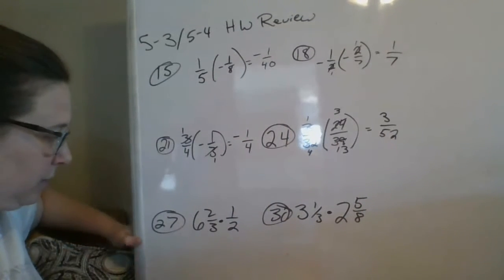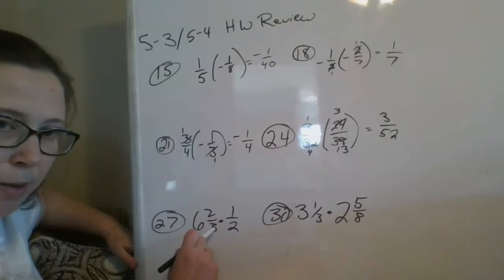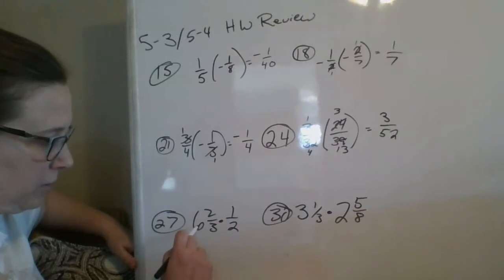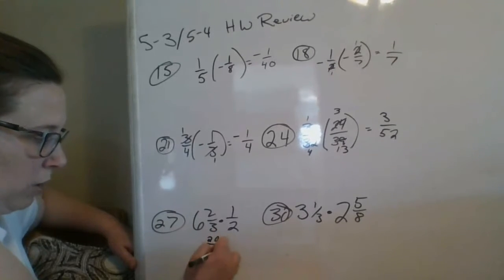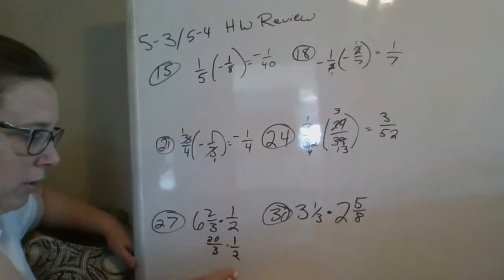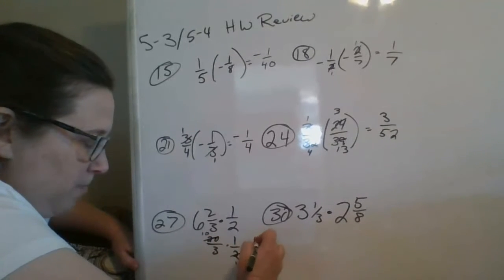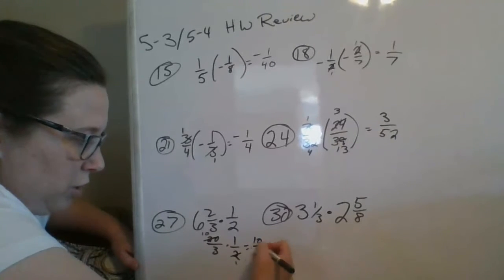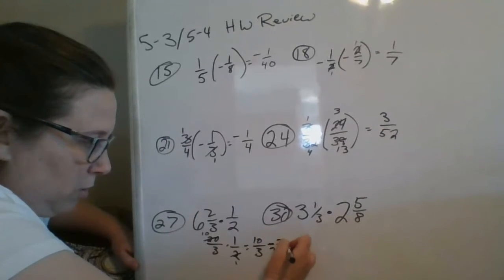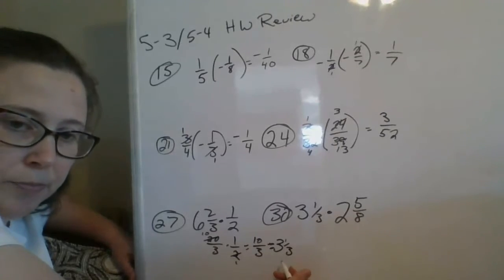Number 27, I have a mixed number, so I'm first going to change this to an improper fraction. 3 times 6 is 18, plus 2 more is 20. So we have 20/3 times 1/2. Our 2 and our 20 can cross reduce. Multiply across the top, multiply across the bottom, and finally change this into a mixed number. And I get 3 1/3 for my answer.